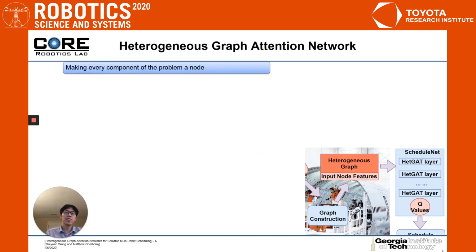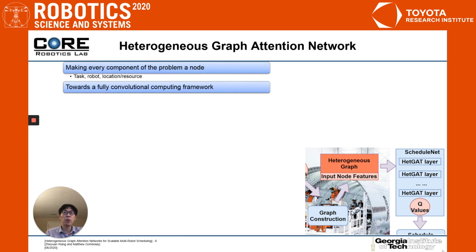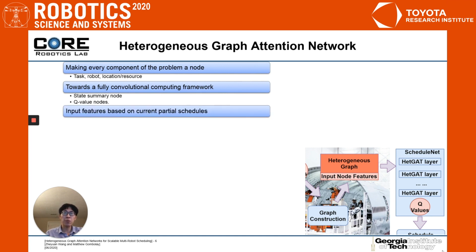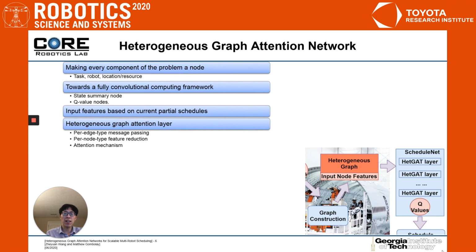We first extend the simplified STN by adding robot and location nodes and edges describing their relationship. We also add a state summary node and Q-value nodes to directly estimate the Q values. We generate initial input features based on the partial schedules of the current state and develop a building block layer that learns per edge type message passing, followed by per node type feature reduction. It also utilizes attention mechanism.